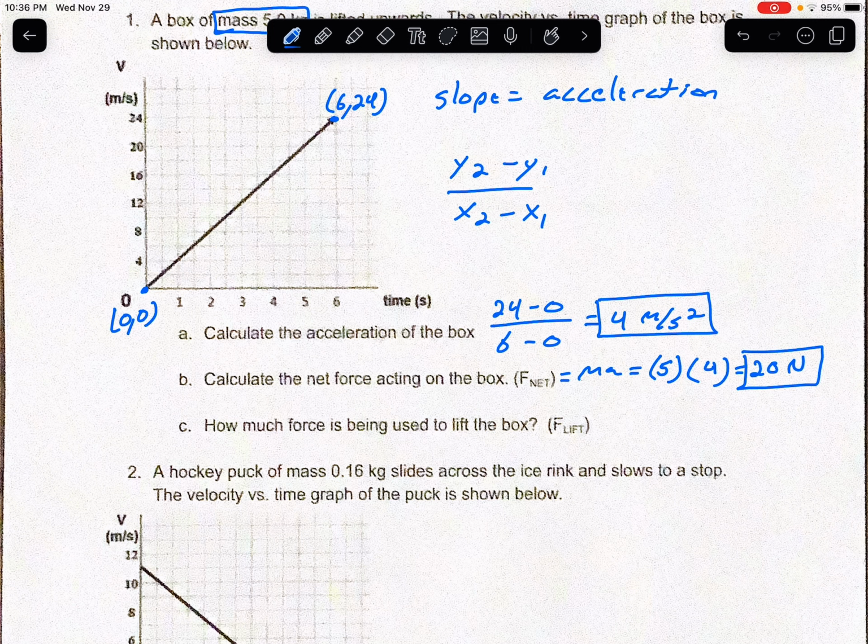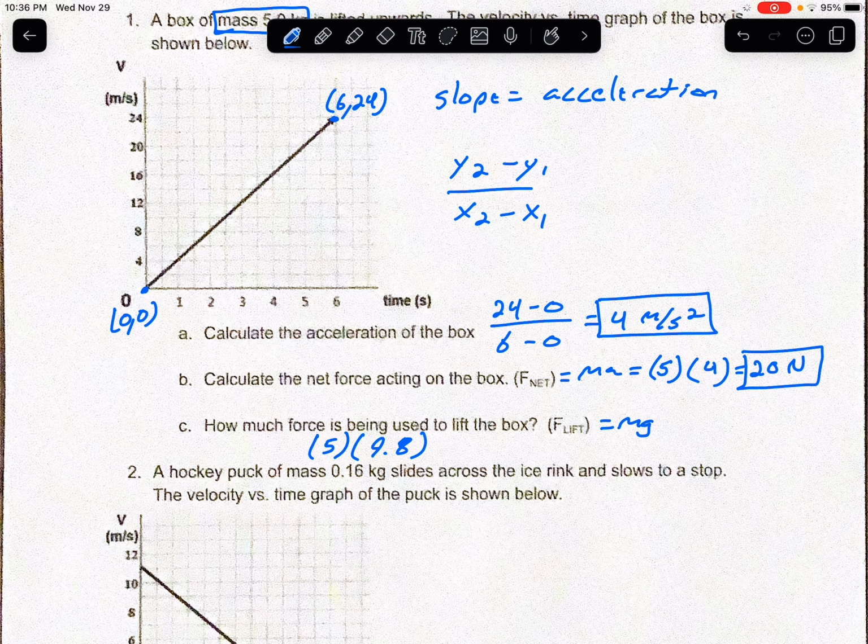Now, how much force is being used to lift the box? So F lift is actually mass times gravity. It's like how much force it takes to get it up off the ground. If you were to lift you off the ground, I would have to overcome your weight and the force of gravity. So you're going to do mass times gravity. Mass would be 5. Gravity would be 9.8. Now, if you use negative 9.8, it's not that big of a deal.